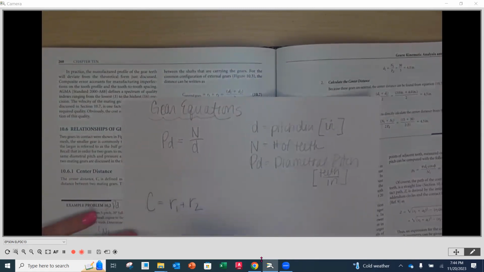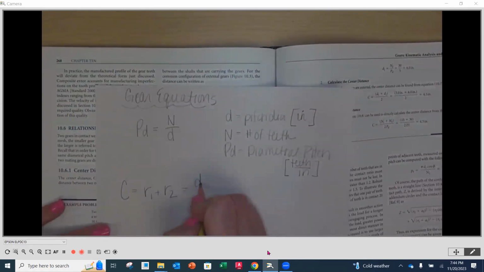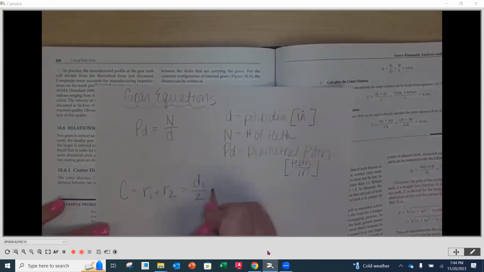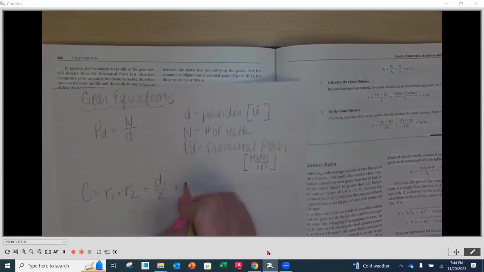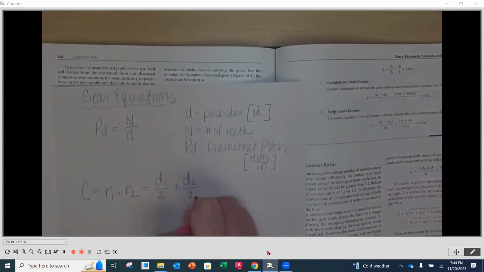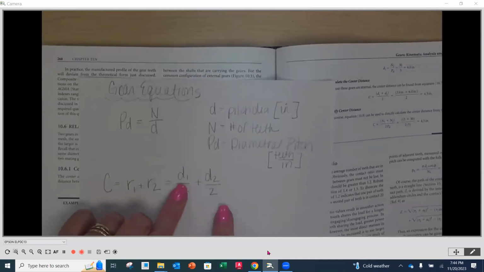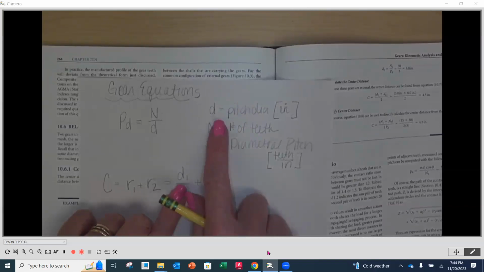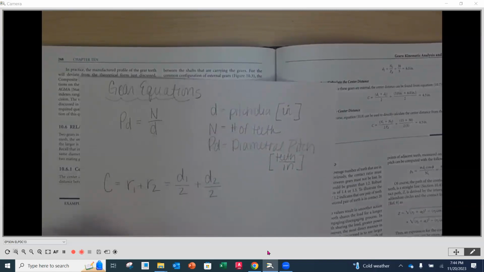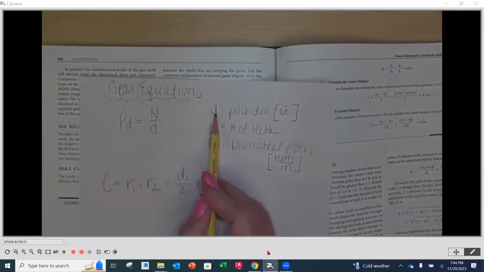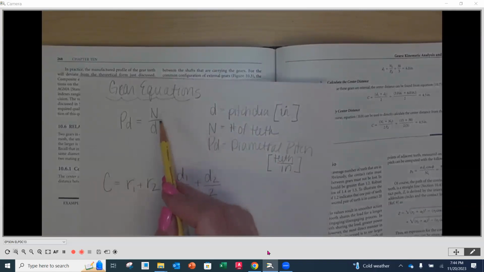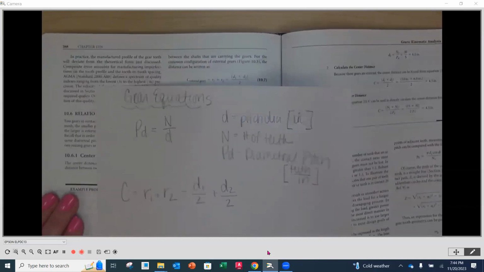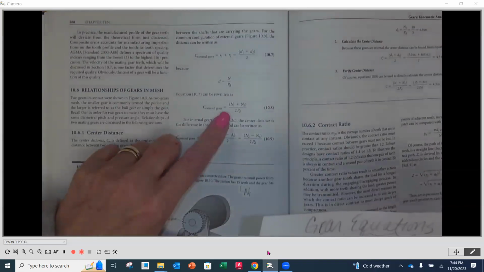which expanded out is the pitch diameter of 1 divided by 2 plus the pitch diameter of 2 divided by 2. This would be the first gear in mesh, and this would be the second gear in mesh, the pitch diameters of each. And to calculate the pitch diameter, we have the relationship up here. Now, if we substitute the values for D with our number of teeth and our diametral pitch, we can then use the equation down here.